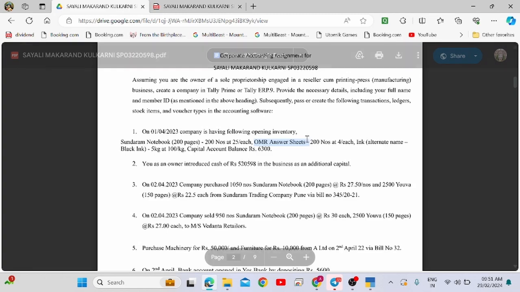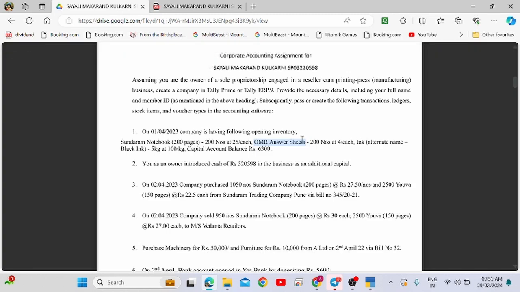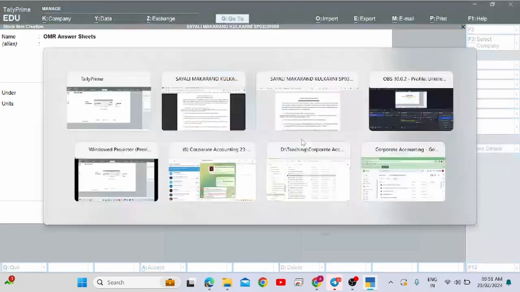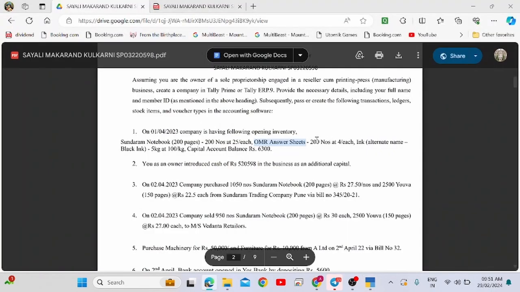Then after this Tally or the project is asking us to create OMR sheets. We are now creating these OMR sheets, which are also in numbers.